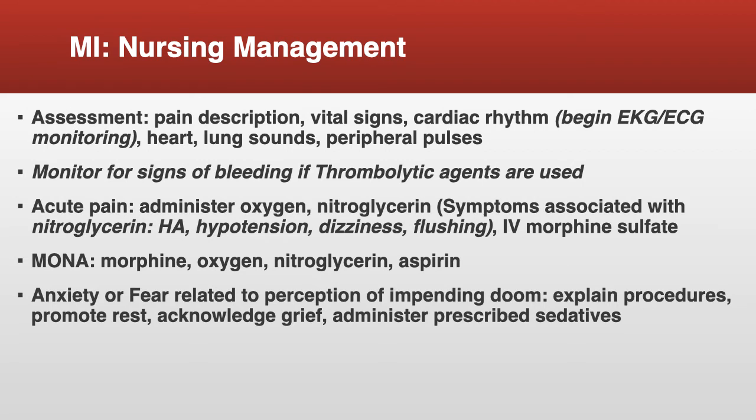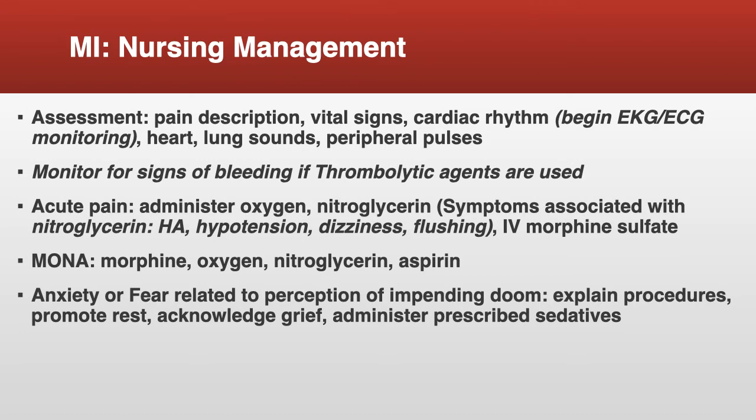So whenever you do their initial assessment, you're going to get that pain description, those vital signs. You're going to look at their cardiac rhythm, see what that rhythm is. Listen to those heart sounds, listen to those lung sounds, and check those peripheral pulses and compare them bilaterally. Like I said, monitor for signs of bleeding if thrombolytic agents are being used.